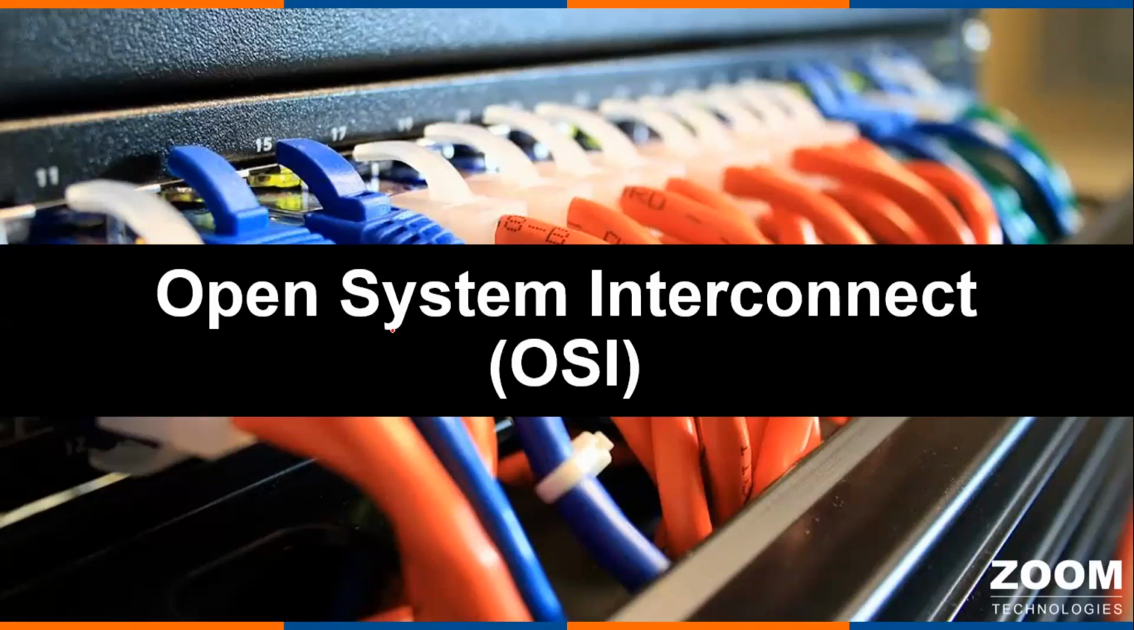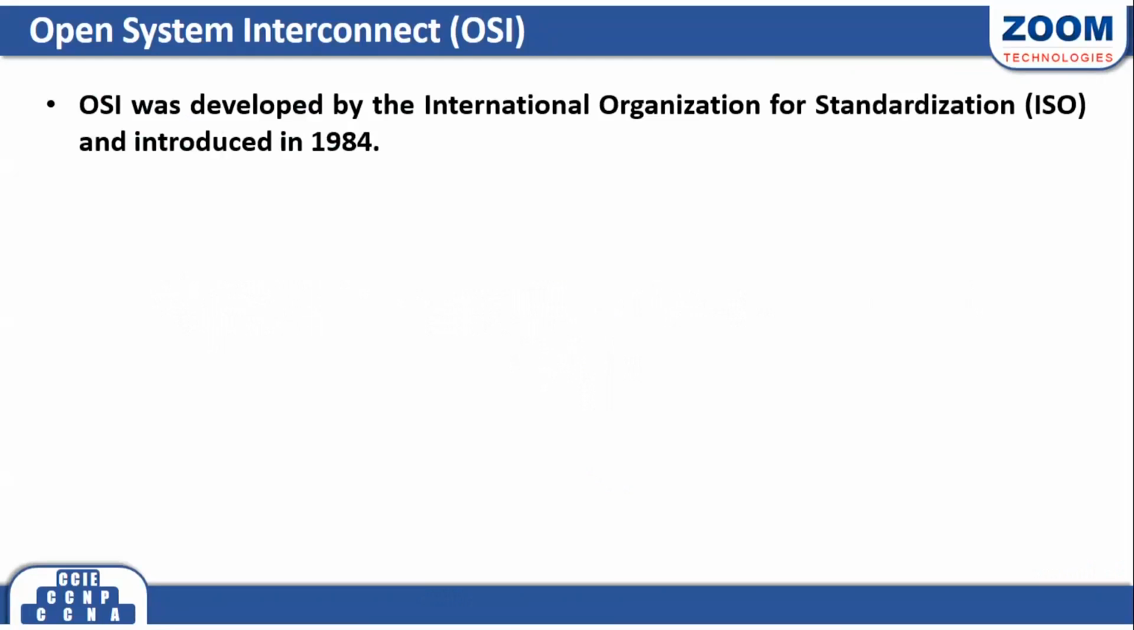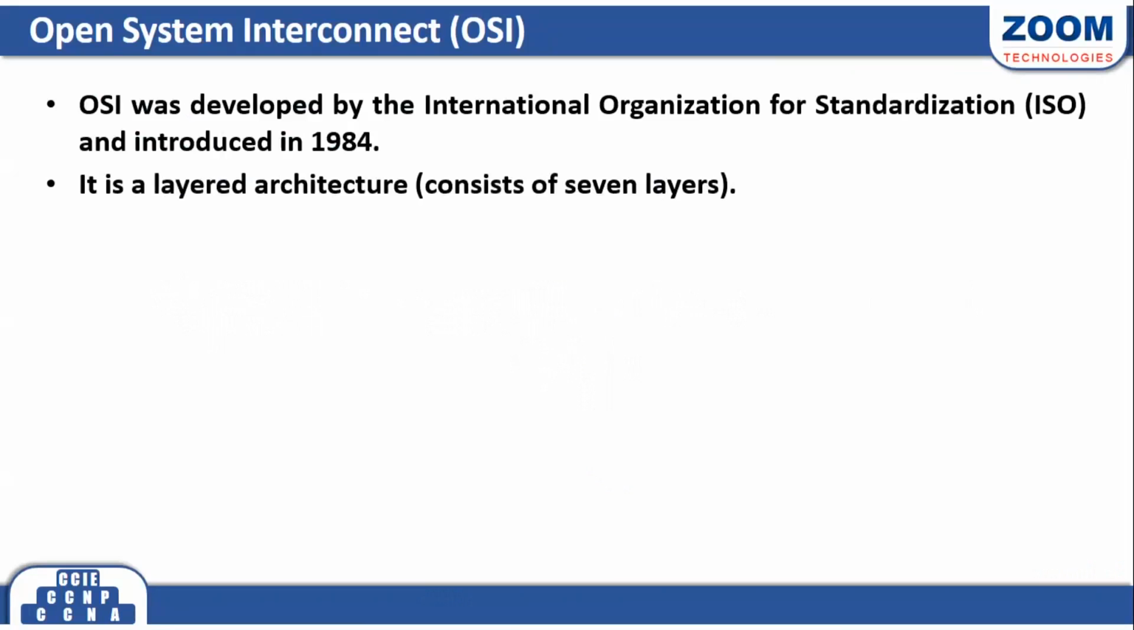So this OSI was developed by ISO, the International Organization for Standardization, and introduced in 1984. It is a layered architecture consisting of 7 layers.